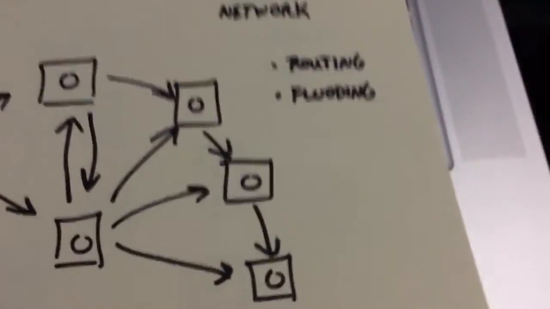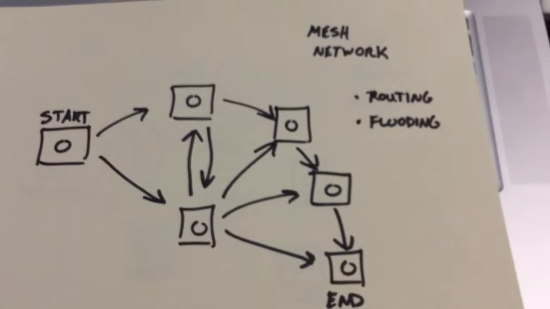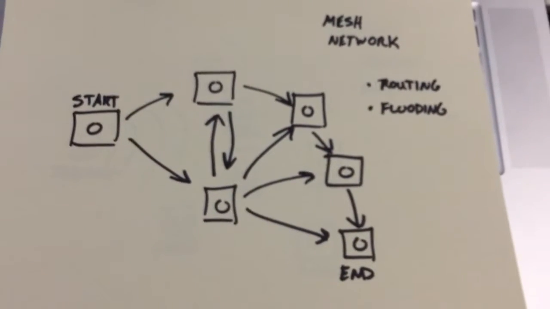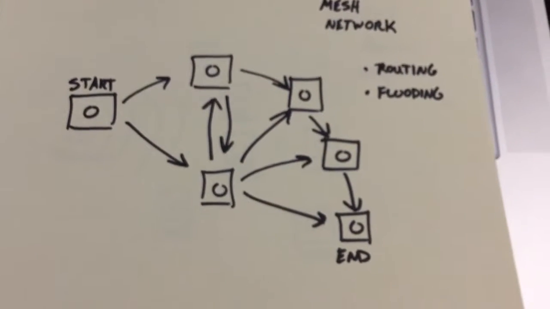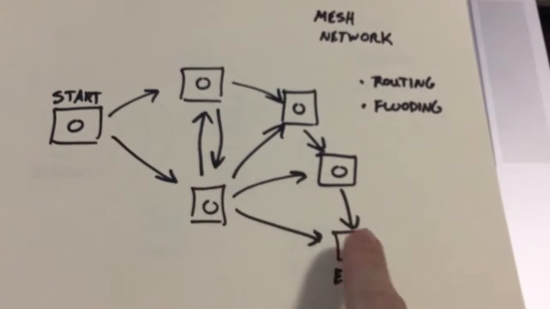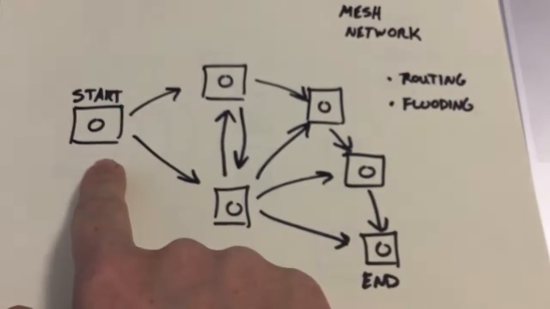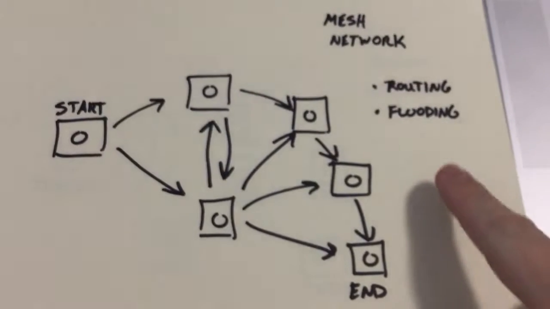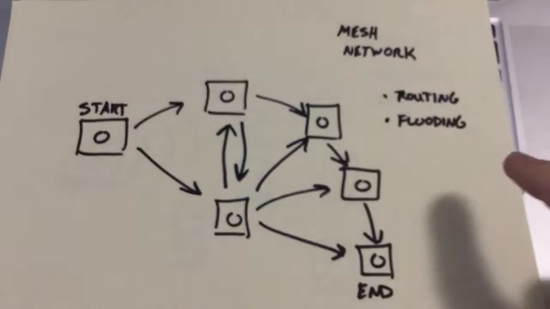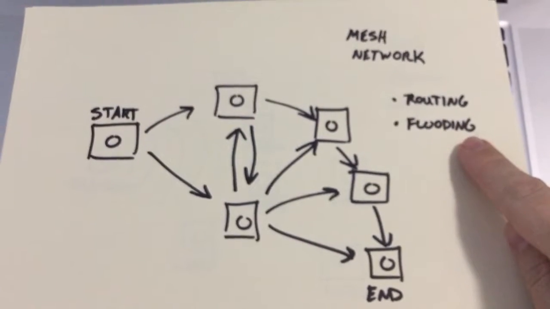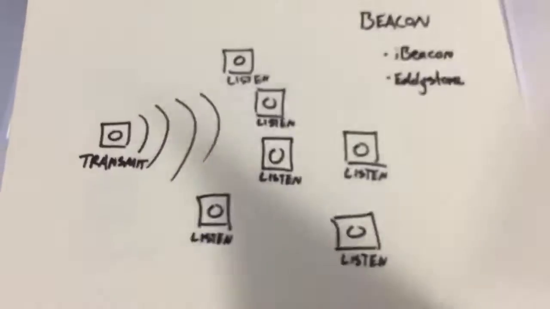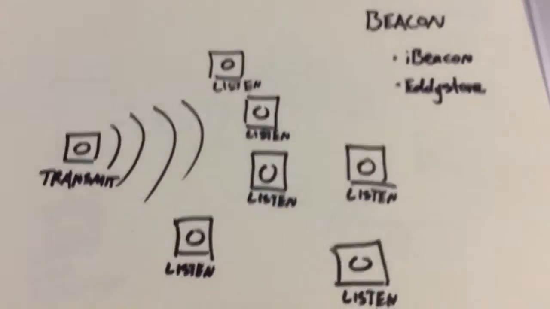Another type of network topology is called a mesh network, which you can also have in Wi-Fi or Bluetooth. All of the devices are part of the mesh network, and if one of them sends a message, it can propagate and route to another one, or it can send the message to everyone and do flooding. Now, this is an option that we could explore, but the flooding poses potential problems when you have a lot of nodes. Another way that you can use Bluetooth is through beacons.